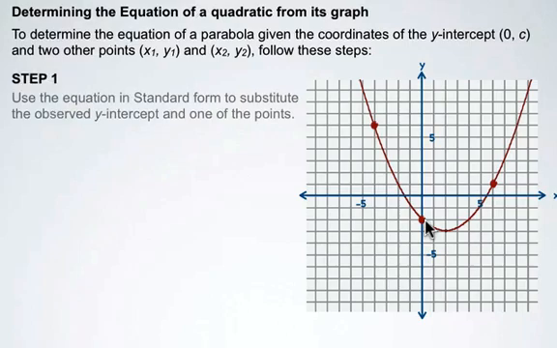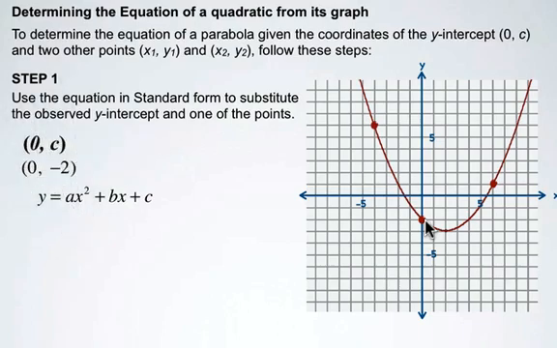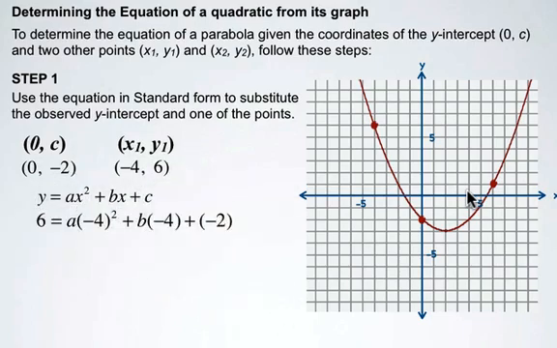Step 1. We'll use the equation in standard form to substitute the observed y-intercept and one of the points. Our y-intercept, 0, c, is here, 0, -2. It's at -2 on the y-axis. Our x1 and y1 are -4 and 6. That's this point, -4 and 6. So we'll substitute these values in.